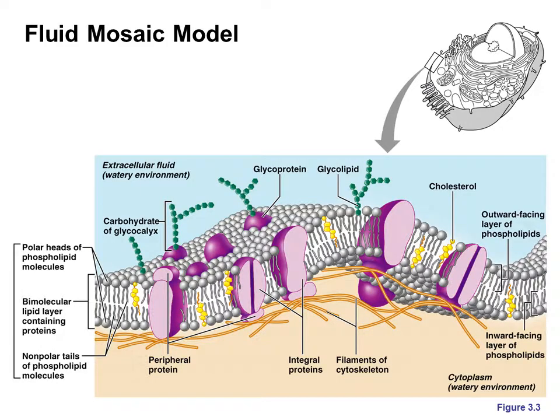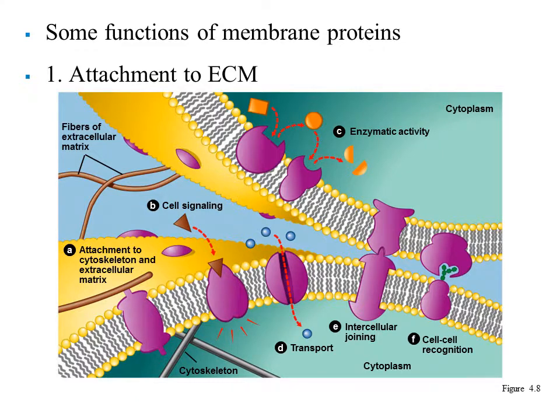This is how the fluid mosaic model appears. Notice the randomness of all these different molecules, phospholipids, cholesterols, and proteins. Now we're going to look at the function of these actual membrane proteins. We have several functions we're going to look at. The first one is attachment to the ECM. The first 10 minutes of our talk, that's what we looked at. The extracellular matrix that was composed of collagen and proteoglycans. So the protein that is embedded in the membrane helps the cell stay attached to the matrix.